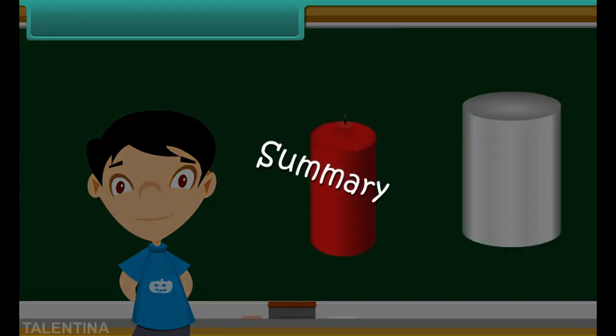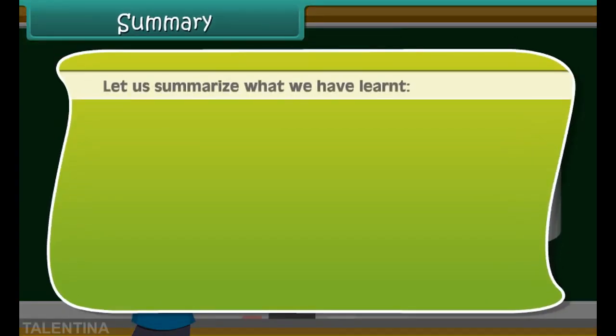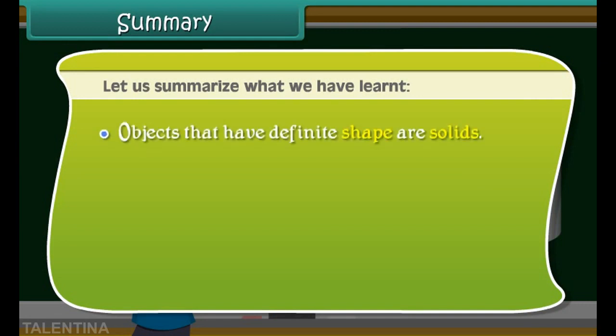Summary. Let us summarize what we have learned. Objects that have definite shape are solids. Solids can roll and slide.